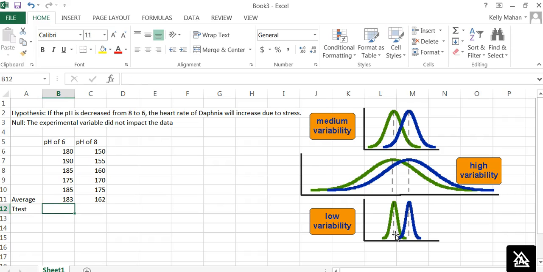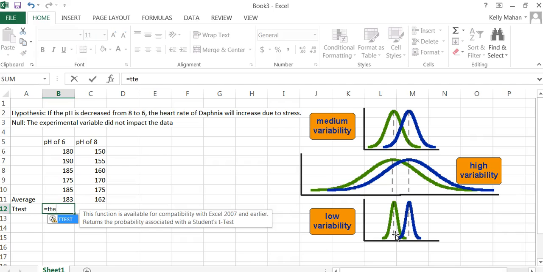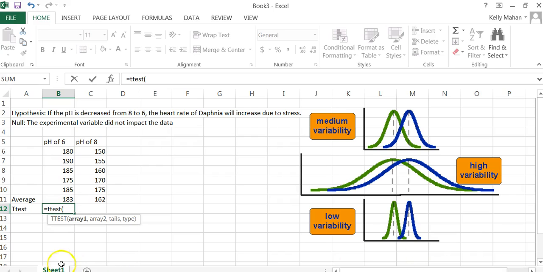In order to do that, I'm going to hit the equals button, and I'm just going to write t-test. Okay? And I'm going to put in my parentheses, and see how it says array 1, array 2, tails, and type. Array 1 just means set of data 1. So I'm going to highlight this, and then put a comma to separate it from array 2. So I'm going to highlight this, comma.